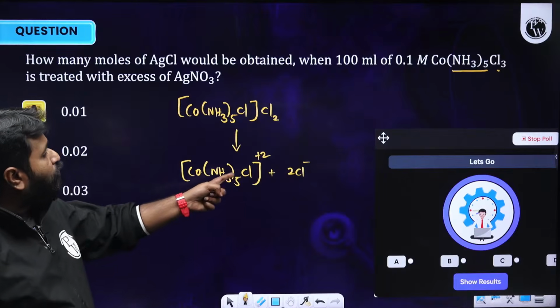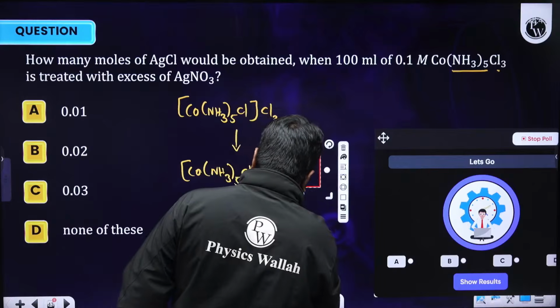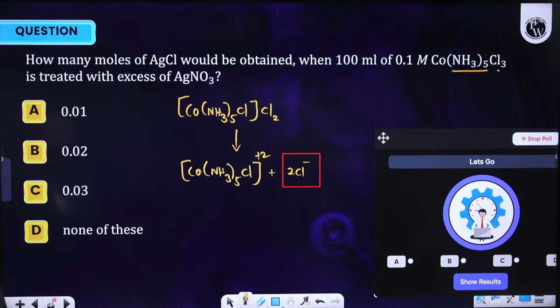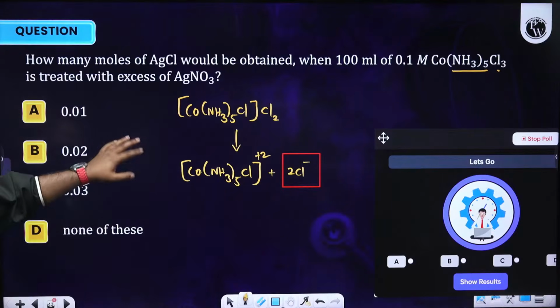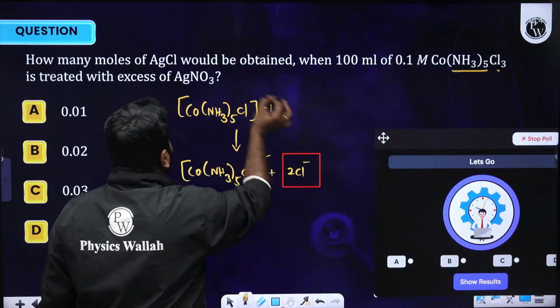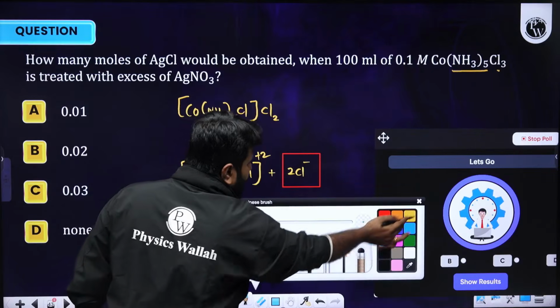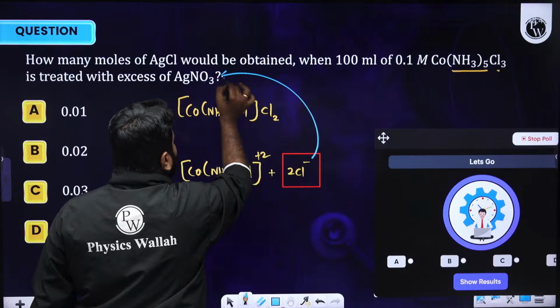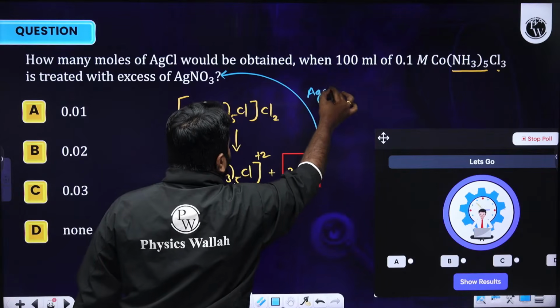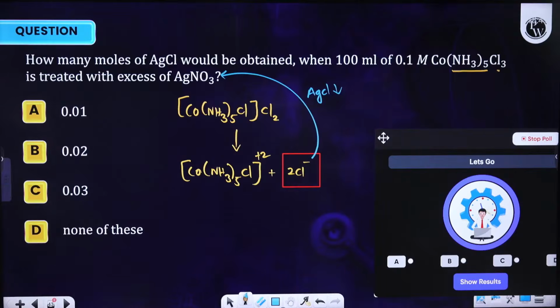Now, how many moles of Cl- are present outside? 2 moles of Cl- are present outside. So automatically, if I react with AgNO3, what will happen? Only these 2 Cl- will react with AgNO3 to give AgCl. Am I right? Listen carefully, but the question is all about how many moles they are asking.